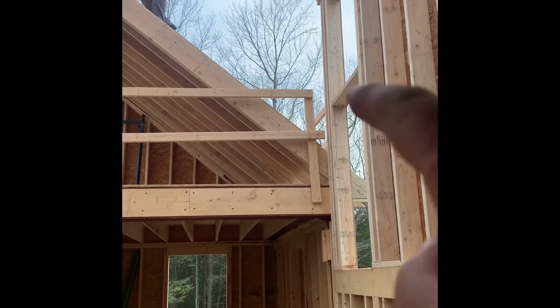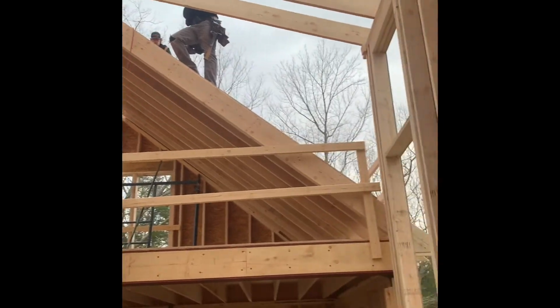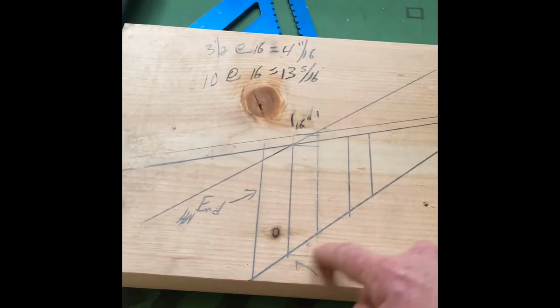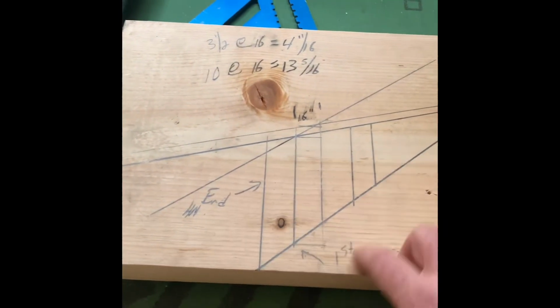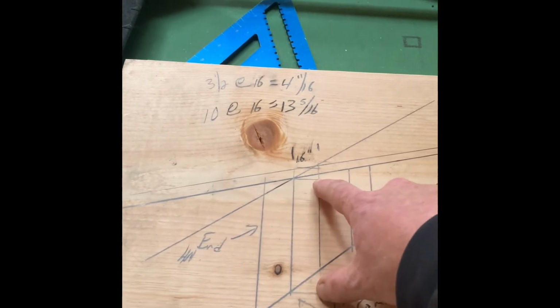All right, so I've got to figure out the math to fill in these cripples. Here's a little diagram. So first I start by laying out the bottom plate and the top plate. We have a 10-12 with a 3.5-12 dormer.